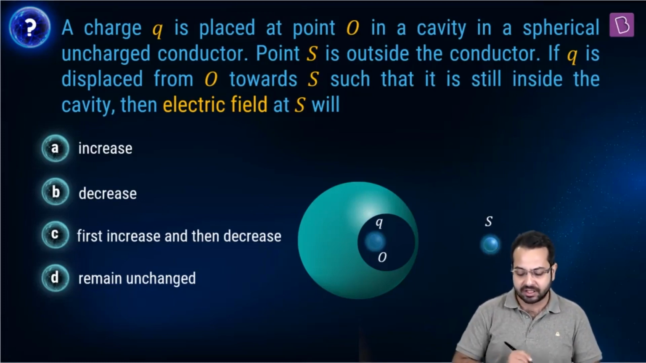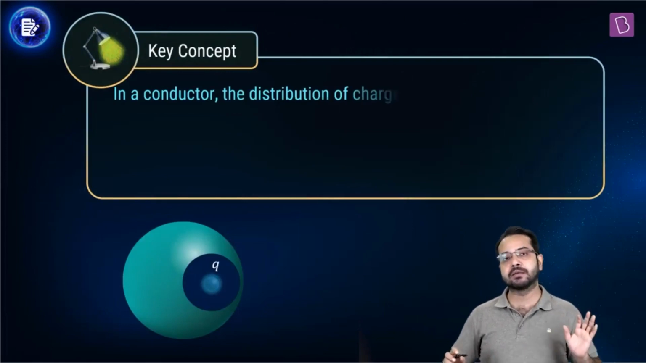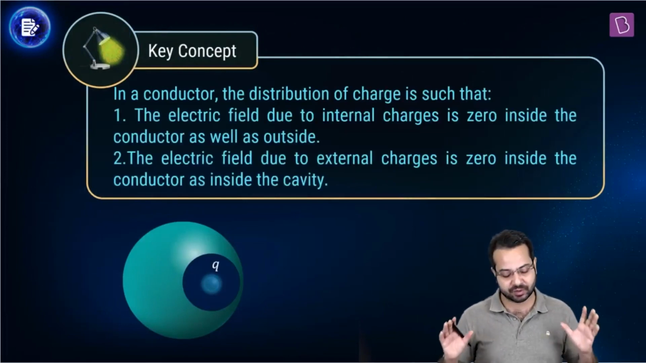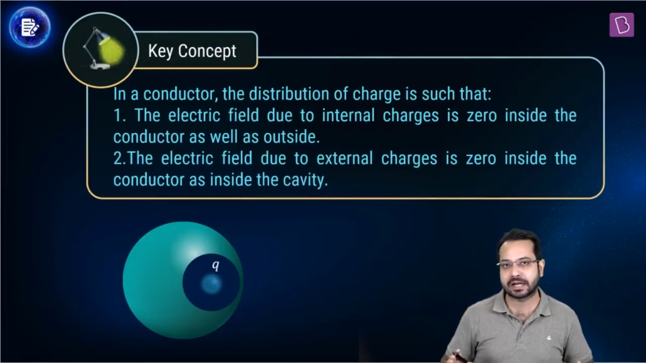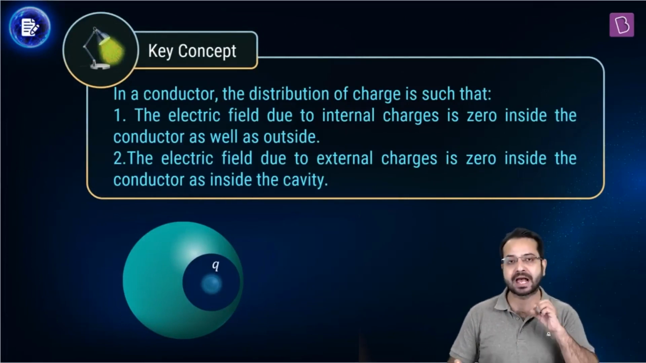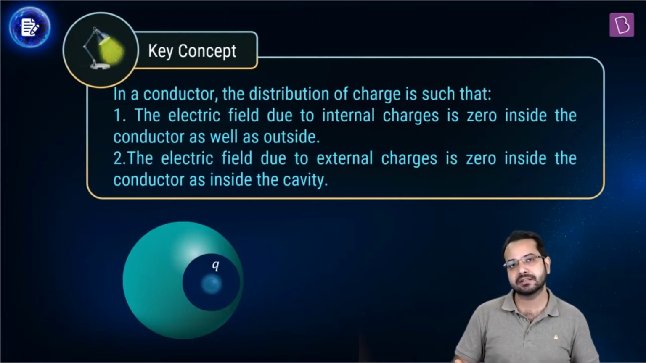All right, perfect. Now this is a very, very important concept, an extremely conceptual topic. So let's first understand the key concept here. Okay, so we have an uncharged conductor. Inside that there is a cavity and we have placed charge Q.